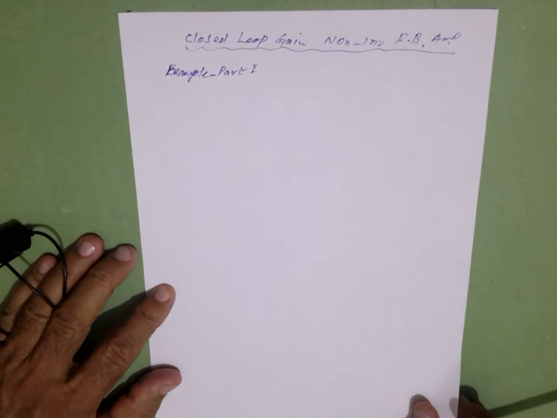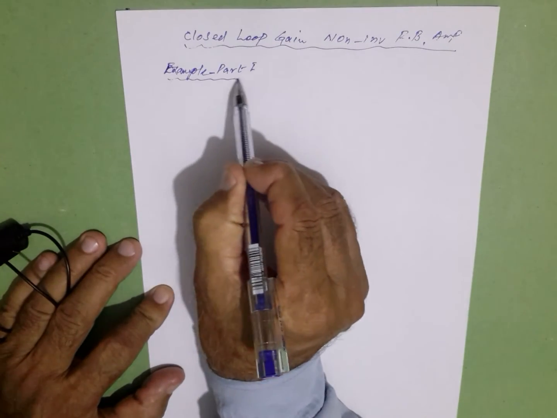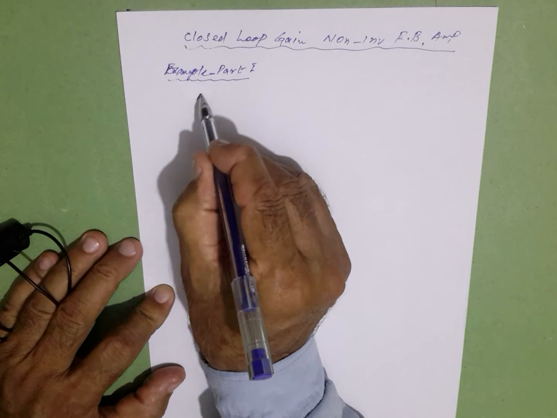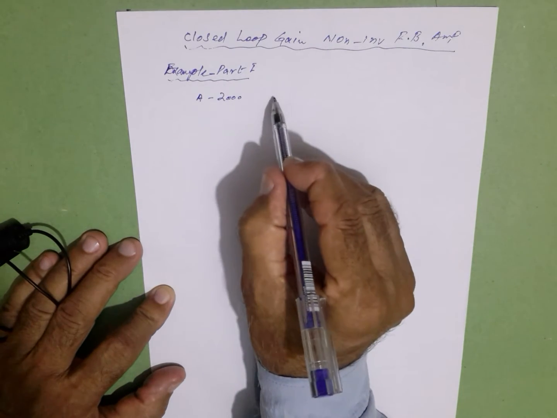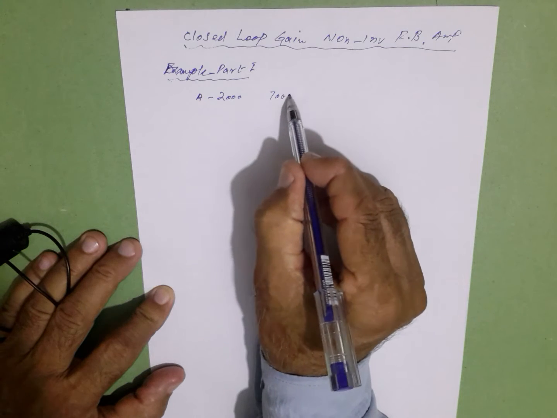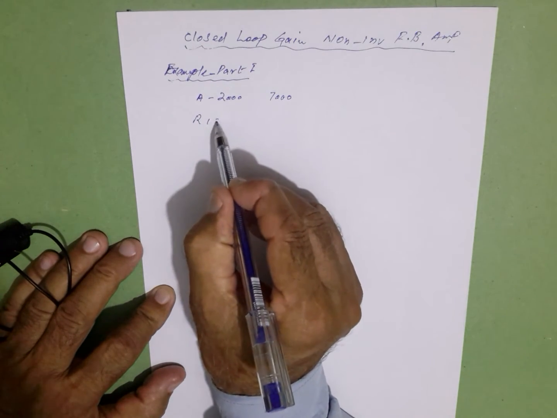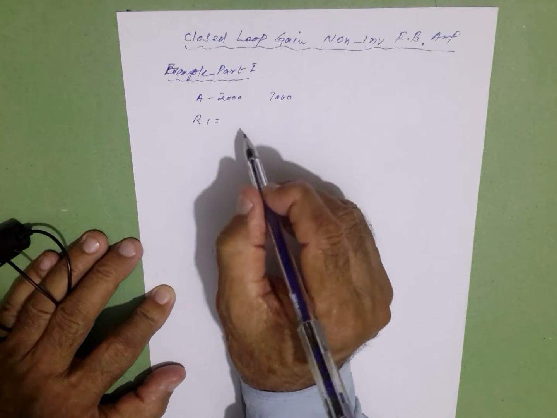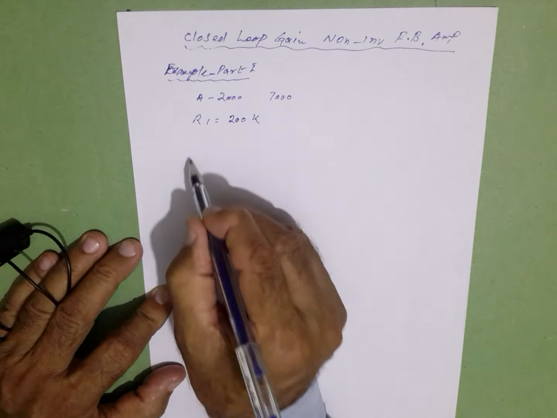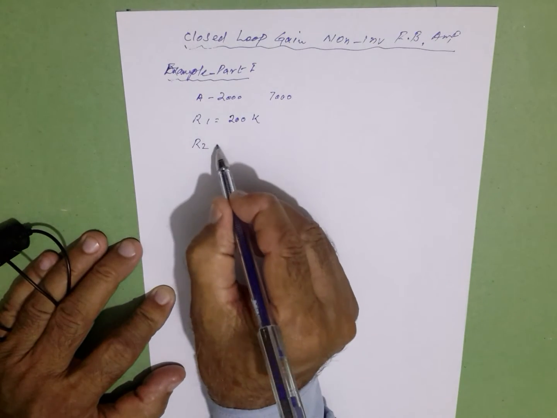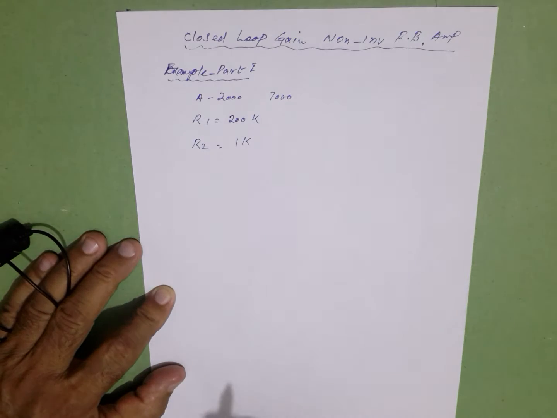Now this is the closed loop gain non-inverting amplifier. We are going to solve one example. A is 2000, the gain is 2000 and it varies to 7000. R1 is 200k, R2 is 1k, 1 kilo ohm.